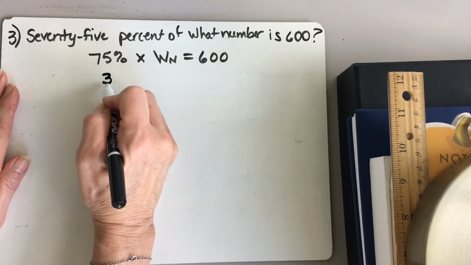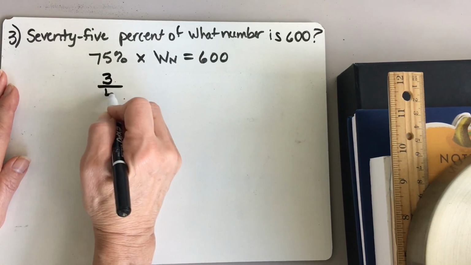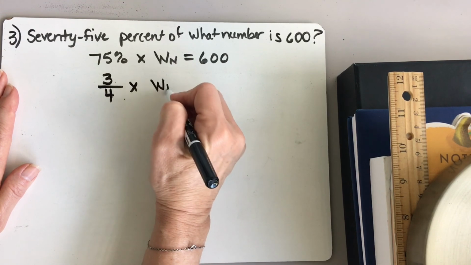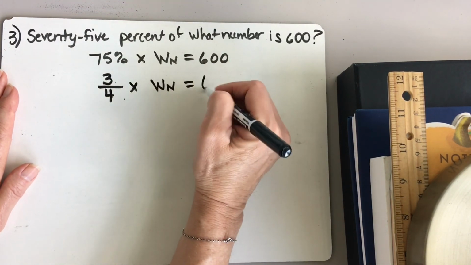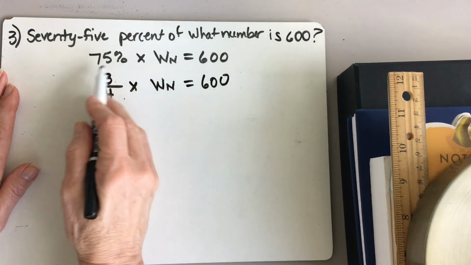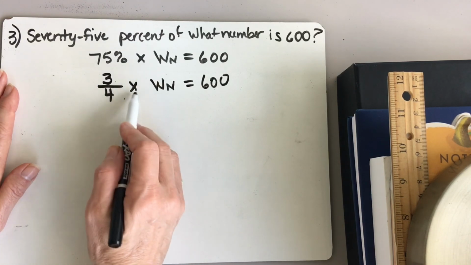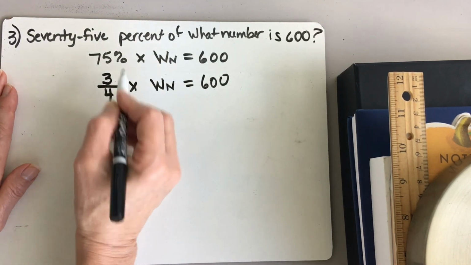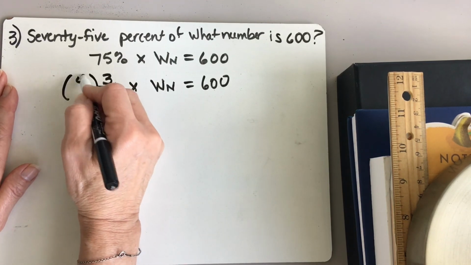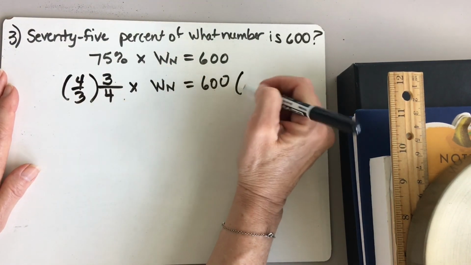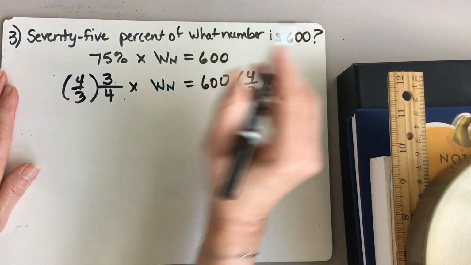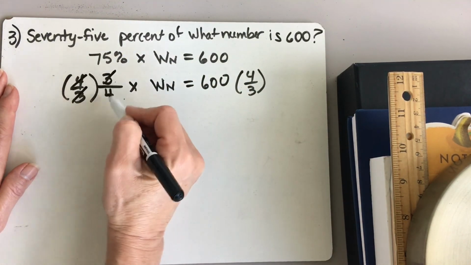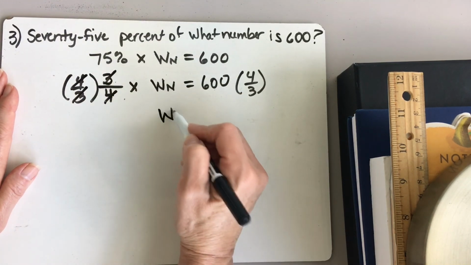From our fact sheet L, we know that 75% is 3/4. What number? 600. Now to get rid of that 3/4, it's like we do the opposite. We divide by that. But we know that when we divide by fractions, we're really multiplying by the reciprocal. So that will get rid of it on that side. And remember, whatever we do to one side, we must do to the other. This crosses out, very lovely.